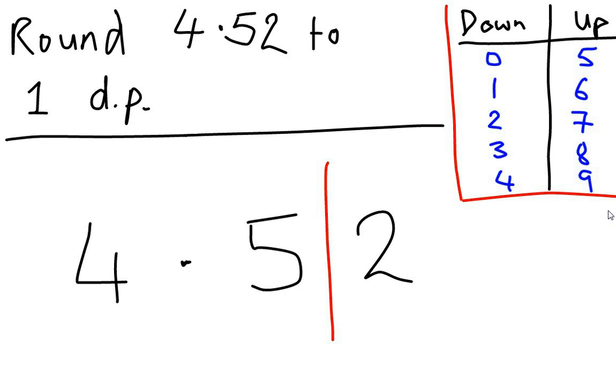Now, although we say down, what we actually mean is that that number stays the same. It won't actually go down to a 4. The 4.52 is rounded down to 4.5. Okay, so that's that one there, and remember our answer has to have one digit after the decimal place because we were asked for one decimal place. I'll do one more example.